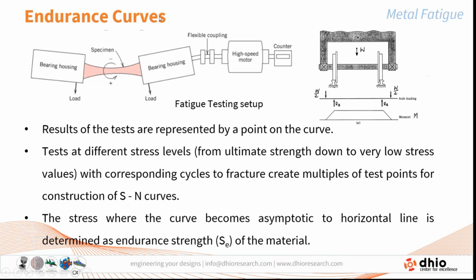Here you can see that the standard specimen being used is a circular specimen of a specific diameter, which is mounted on two bearing housings, and this is put onto the loading fixture, which is loaded in such a way that it causes pure bending within the gauge length of the member.